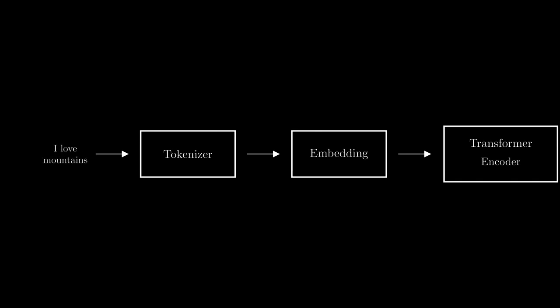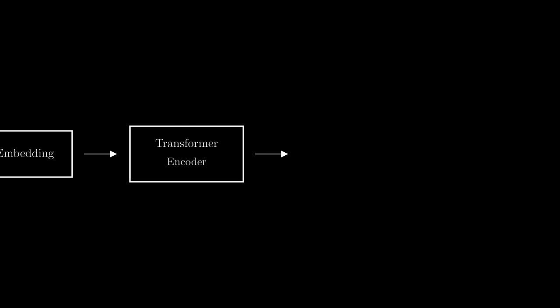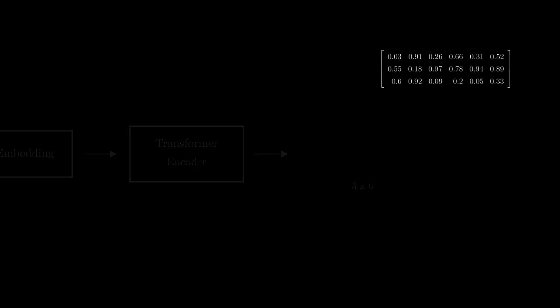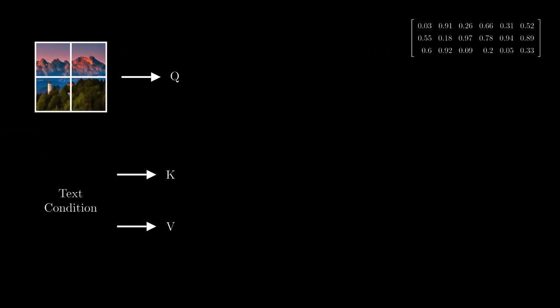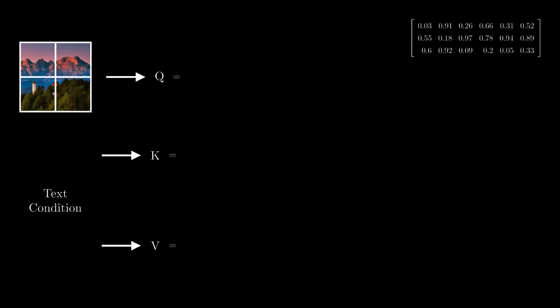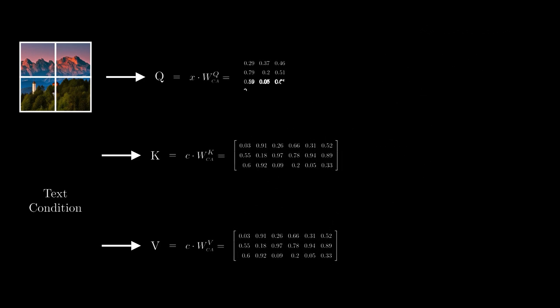And let's say that we tokenize it and apply the transformer and get as output the matrix of shape 3x6. 3 tokens, I love mountains, which all have an embedding of 6. And now let's construct all weight matrices. We again will project into a two-dimensional space, and we said that this time only Q comes from the image, and K and V from the conditioning.